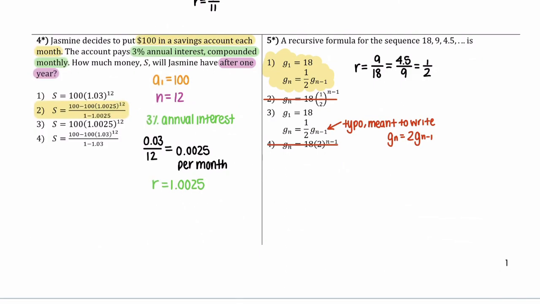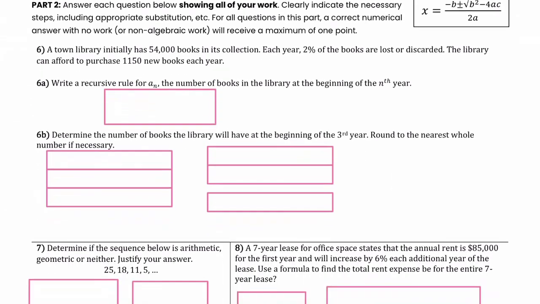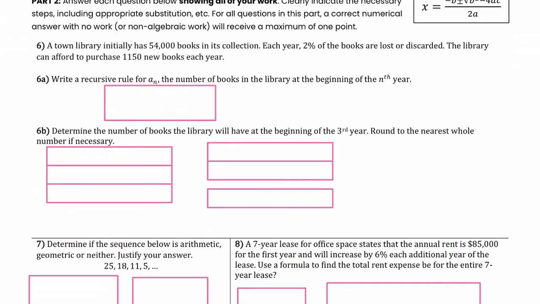So moving on to number 6. Number 6 says, a town library initially has 54,000 books in its collection. So right off the bat, that gives us one of the most important pieces of information. Then it says, each year, 2% of the books are lost or discarded. And then the library can afford to purchase 1,100 new books each year.